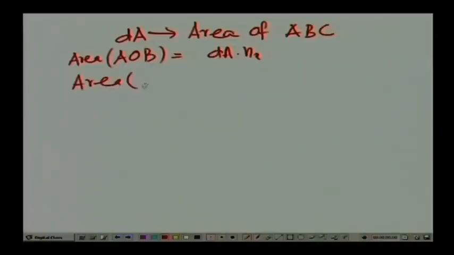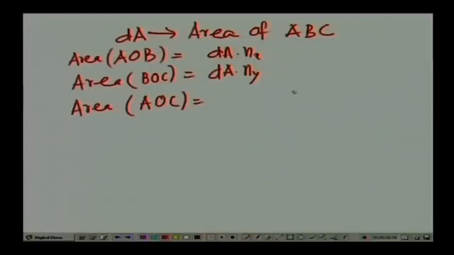Now, if we take the projection of this area on x plane, which is AOB, so area of AOB is nothing but equal to dA nx, the cosine of projection of this area ABC on AOB. Area BOC is the projection of area ABC on y plane, which is dA ny, and area AOC is the projection of ABC on z plane, which is dA nz.